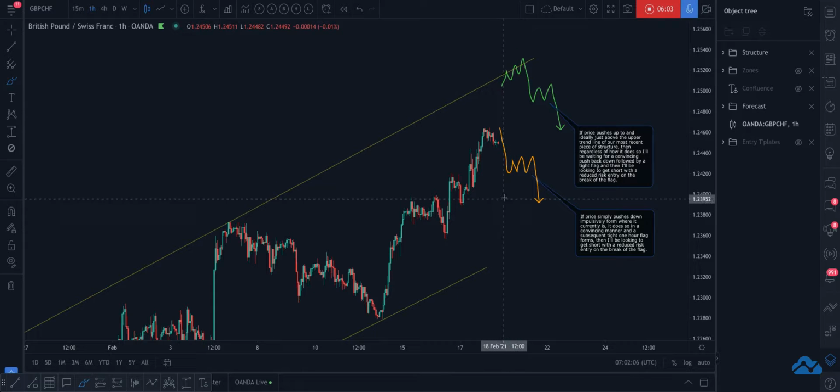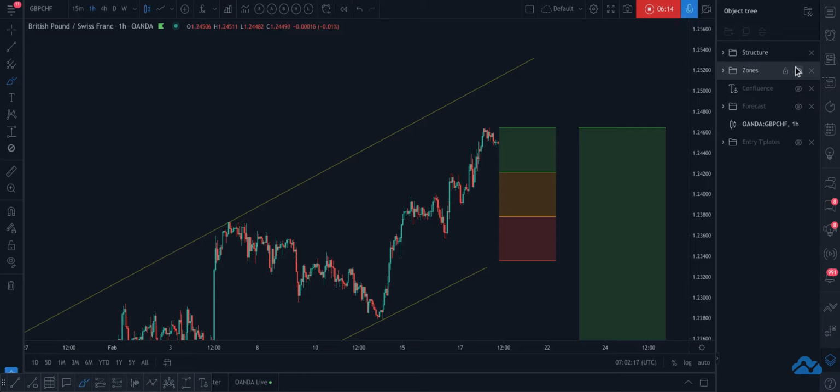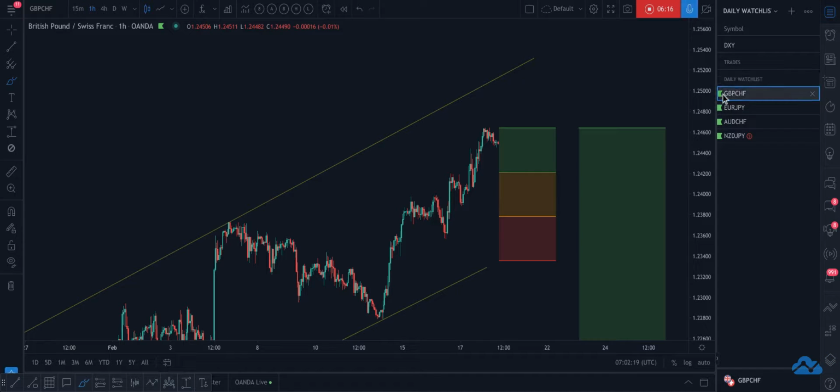So I'm not going to set an alert, because if this entry wasn't here, then I would set an alert up here. I may well do that, actually. No, I'm just going to monitor this one. So we'll hide the forecast, put the zones back on, and then I will blue flag this to remind myself to monitor it. And then we move on to the next pair.